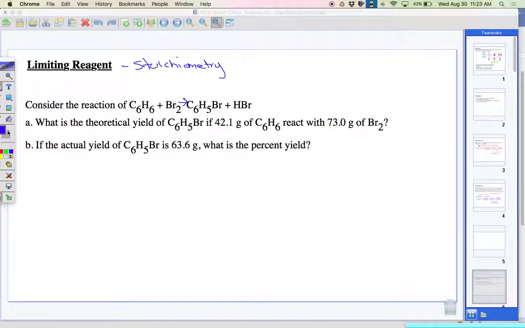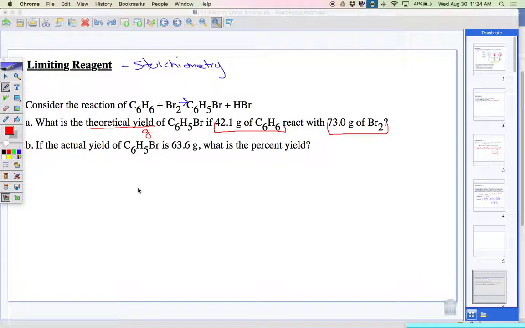It gives you two things, like 2 grams. That's the key: it gives you 2 amounts to begin with. Every other problem we've done, we've started with one substance, right? We had 1 gram of lithium hydroxide. But this time we're starting with 42.1 grams of the C6H6 and 73 grams of the Br2. All right, what is the theoretical yield? We are going to assume that this means they want grams of C6H5Br.